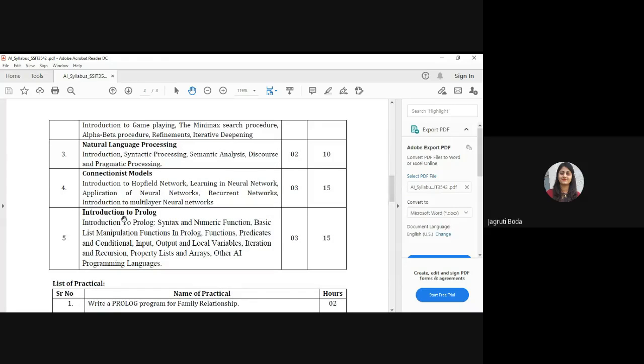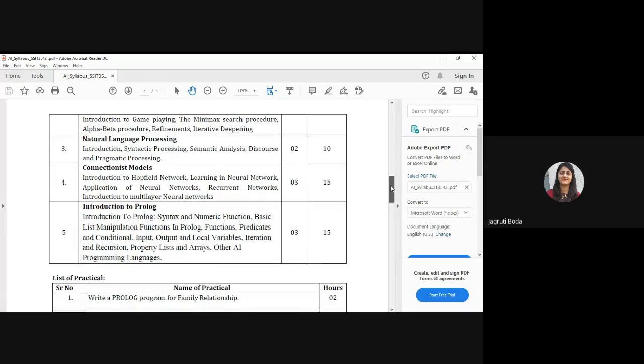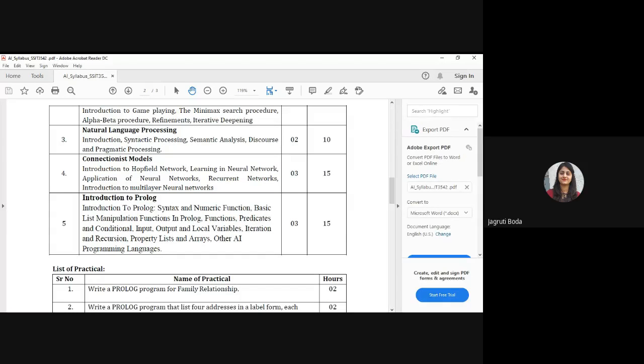Now we come to the next unit, natural language processing. We have covered only two chapters, the connectionist models and the introduction to Prolog. We have already performed the Prolog practical, so this unit takes two lectures. But natural language processing and connectionist models require 3 plus 2, that is 5 lectures. So we have only 3 units left. Now we start natural language processing.